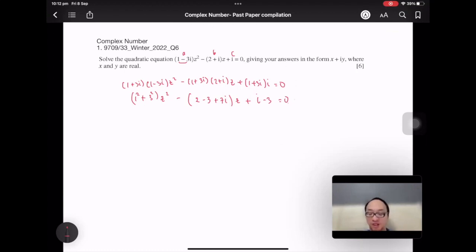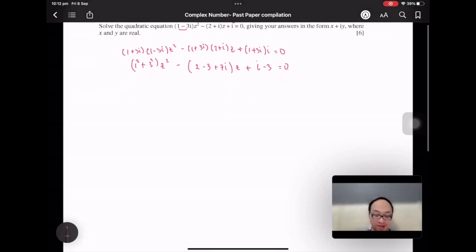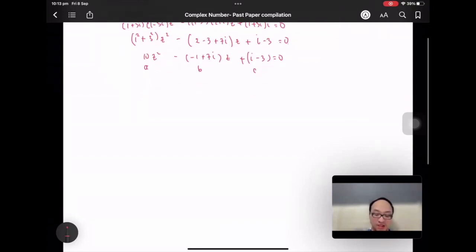Don't forget, in here we have to remember z times its conjugate is x squared plus y squared, and i squared is equal to negative 1. So we can simplify: 10z squared minus (negative 1 plus 7i) z plus i minus 3 equals 0. So this is a, b, and c. We can use the quadratic formula.